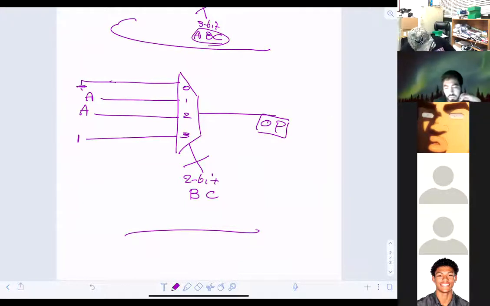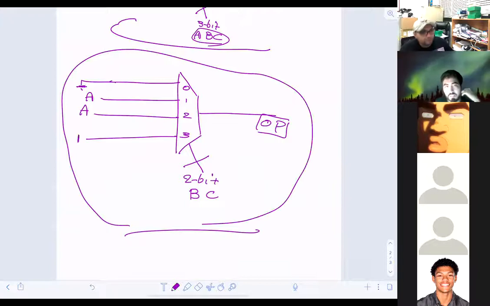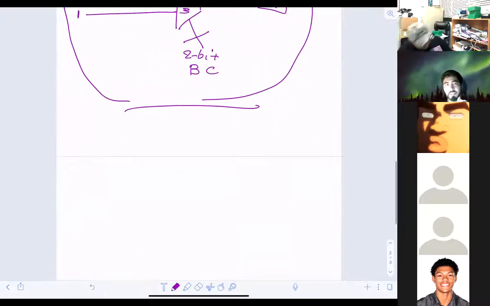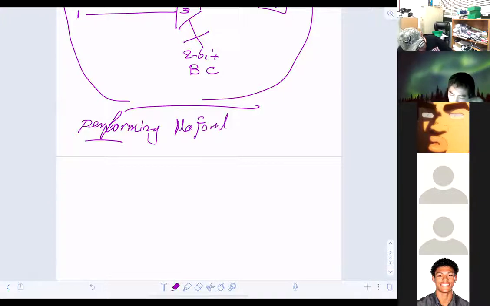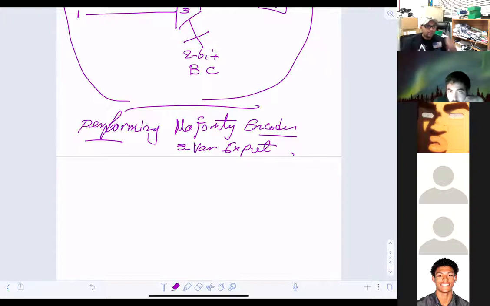So this circuit is performing what? Performing majority encoder, 3 variable input. That makes sense? Give me 1 second, please.